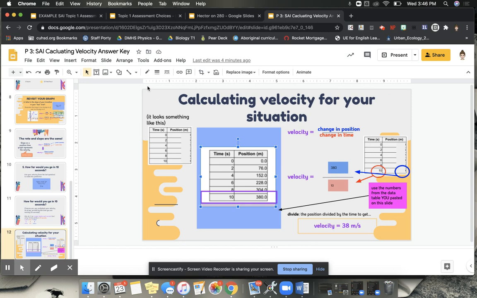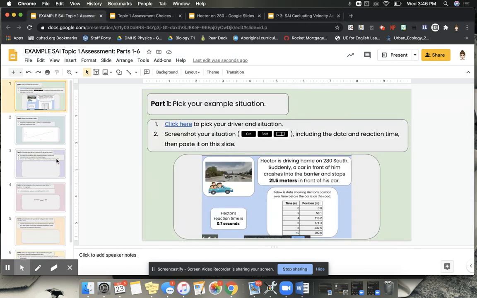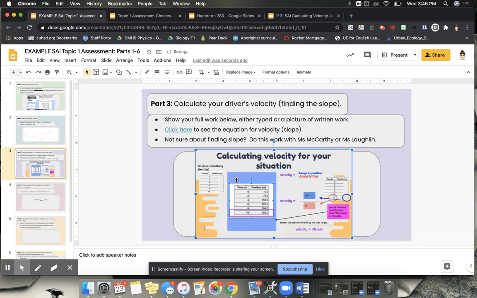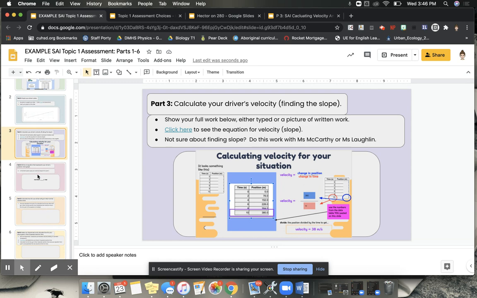Again, you're going to screenshot this entire slide here. I'm going to screenshot that, and then we're going to bring it over to our assessment and paste it here in part 3. Okay. So this shows the work that you did to calculate your velocity. Again, this is a different situation than the example I'm working with, but the process is the same. Once we have this super important velocity, we can move forward into slides 4, 5, and 6.